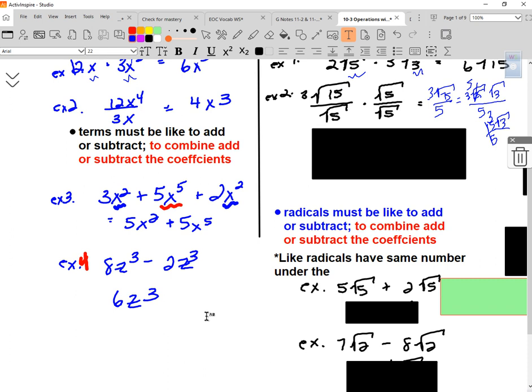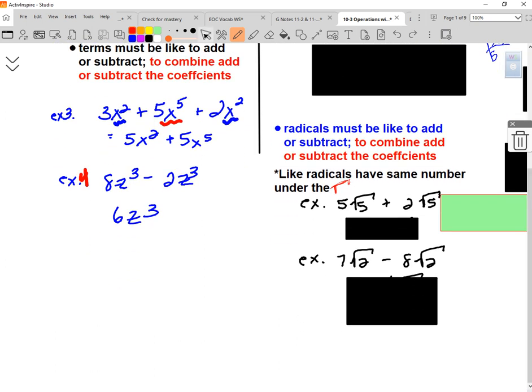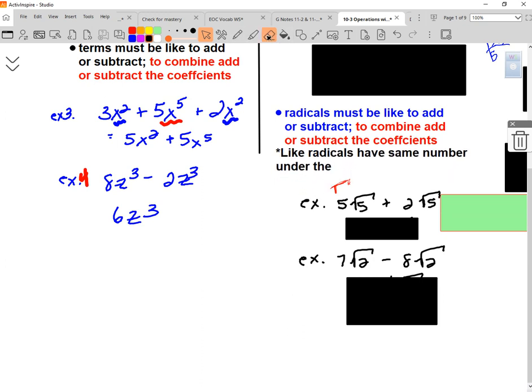So like radicals have the same number under the square root symbol. So that's what I'm about to write in there. So for example, this would be example 3 over here: 5 square root of 5 plus 2 square root of 5.